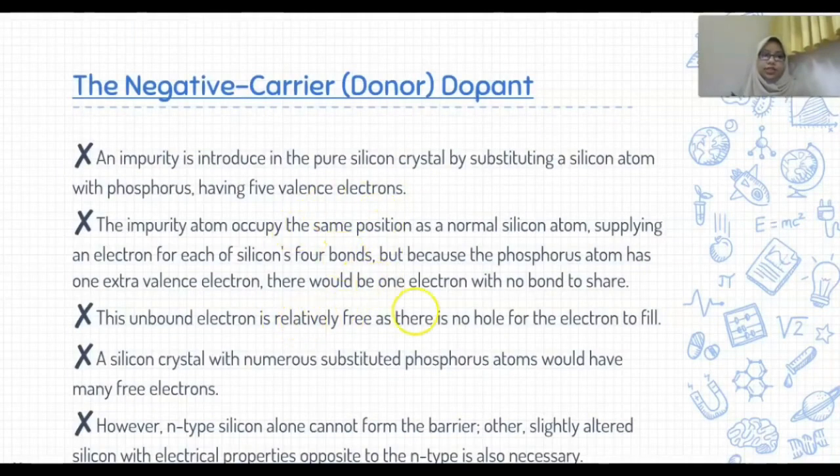So a silicon crystal with... however, n-type silicon alone cannot form the barrier, because for the semiconductor to work, we must have n-type silicon and p-type silicon. If we don't have p-type silicon, there will be no separation of charge.